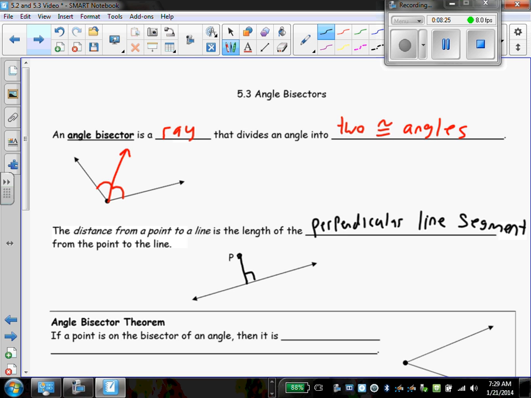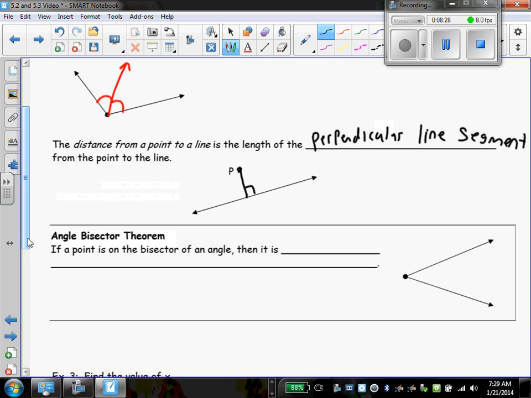Now that's important because when we talk about the angle bisector theorem, what we're going to say is, if a point is on the bisector of an angle, then it is equidistant to each side of the original angle.